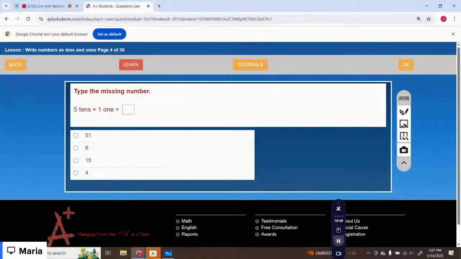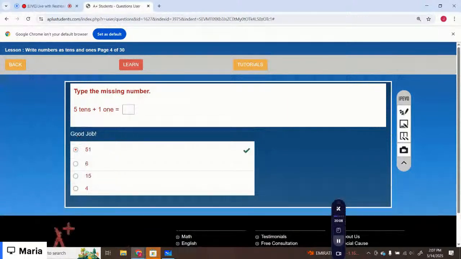Type the missing number: 5 tens and 1 one. Which is the correct option? 5 tens and 1 one together make 51. Option number 1 is the correct option. Then let's see the next one.